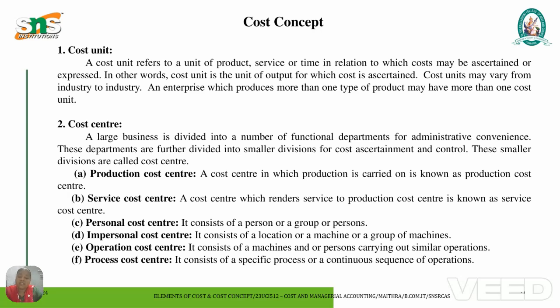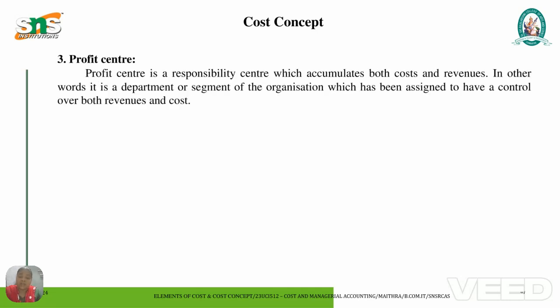Examples of cost centers: production cost center, service cost center, personal cost center, impersonal cost center, operation cost center, and process cost center. Next one is profit center. A profit center is a responsibility center which accumulates both cost and revenue. In other words, it is the department or segment of the organization which is assigned to have control over both revenue and cost.